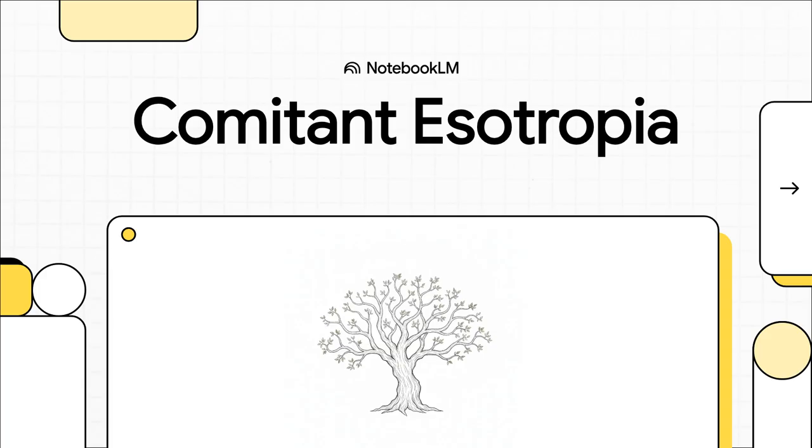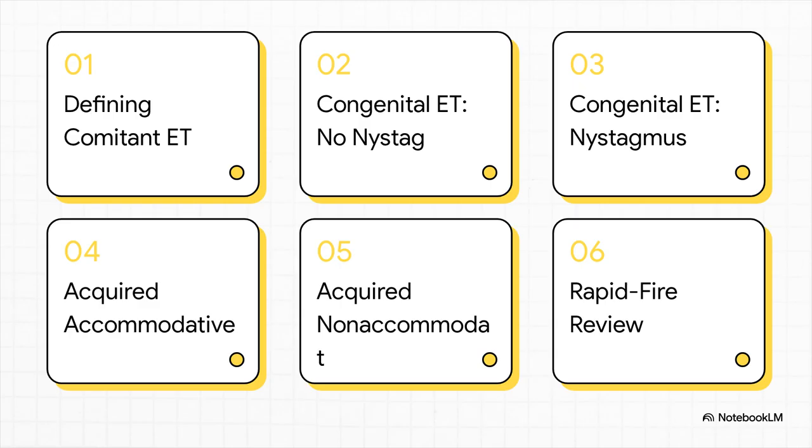Let's get into it. Here is our roadmap for today. 1. Defining comitant esotropia. 2. Congenital ET without nystagmus. 3. Congenital ET with nystagmus. 4. Acquired accommodative esotropia. 5. Acquired non-accommodative esotropia. And 6. An OCAP rapid-fire review.